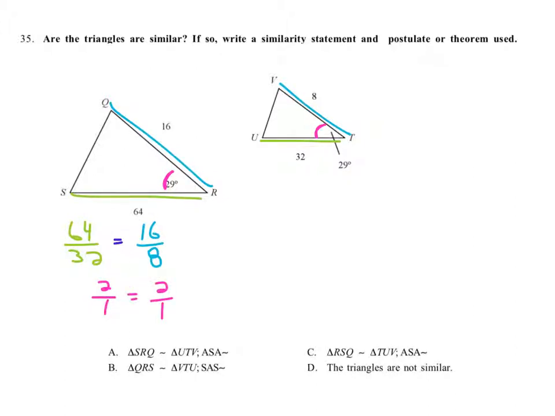Okay, so what did you use there? What did I use there? I used side angle side. And already, because there's only one choice for that, we know it's going to be B, but let's just check it anyway. We've got Q to R to S. This down this side to here is similar to VTU. Yep, and that's what B says.